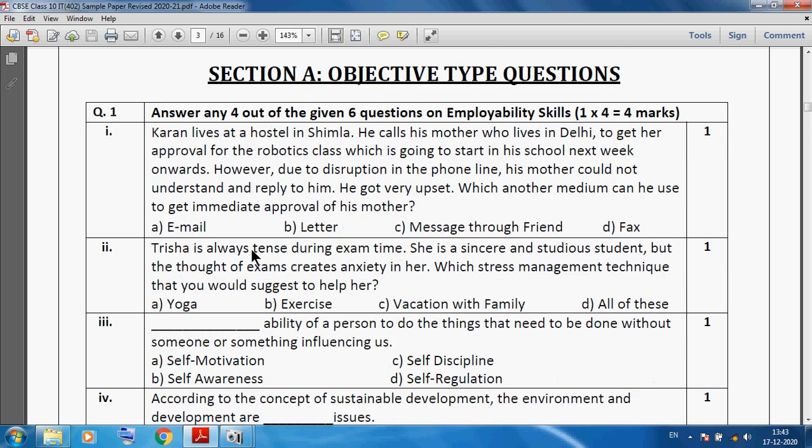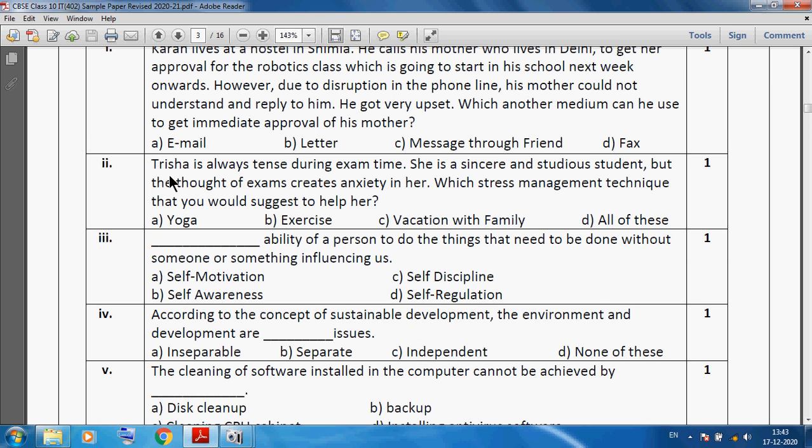Now the next question, you can see, Trisha. This is our Part A. Communication, self-management, ICT, entrepreneurship, and green skills. This is the type of question you can see. Trisha is always tense during exam time. She is sincere. This is our self-management chapter question. She is a sincere and studious student, but the thought of exams creates anxiety in her. Which stress technique would you suggest to help her? Yoga, exercise, vacation with family, all of these. So you will select the correct answer.